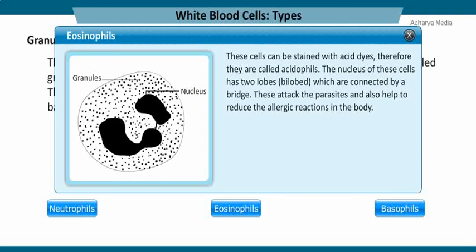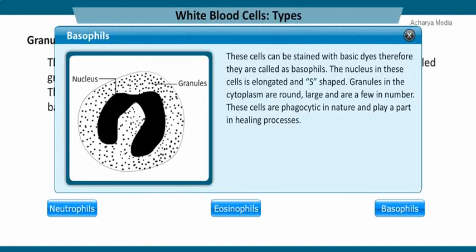Eosinophils. These cells can be stained with acid dyes, therefore they are called acidophils. The nucleus of these cells has 2 lobes which are connected by a bridge. These attack the parasites and also help to reduce the allergic reactions in the body. Basophils. These cells can be stained with basic dyes. Therefore, they are called basophils. The nucleus in these cells is elongated and S-shaped. Granules in the cytoplasm are round, large, and few in number. These cells are phagocytic in nature and play a part in healing processes.